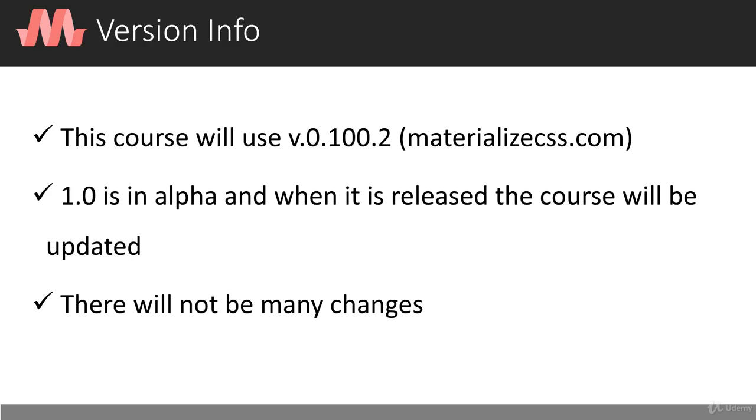Now 1.0 is in alpha at next.materialize.com, and as soon as that's released and put on the main site, the course will be updated accordingly. If you look at the alpha docs, there's not many changes in terms of class names and features, so you don't have to worry about everything changing into something unrecognizable to what you've learned. For the changes that do happen, the course will be updated. This course will always use whatever is offered and recommended by the official website.